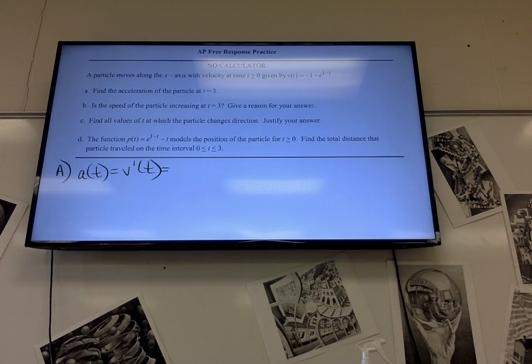So, the derivative of -1 goes away. The derivative of e to the whatever is e to the whatever. And then we also have the derivative of 1 minus t, so that's -1. So really this is plus. So it's e to the 1 minus t.